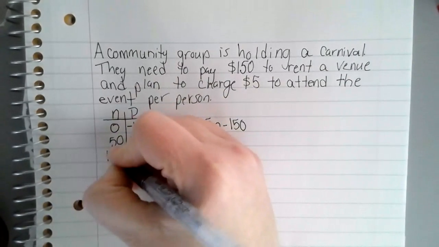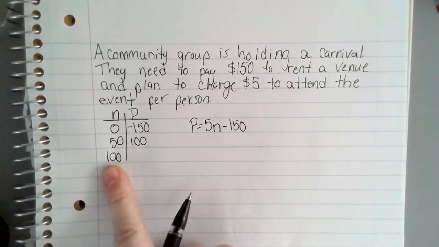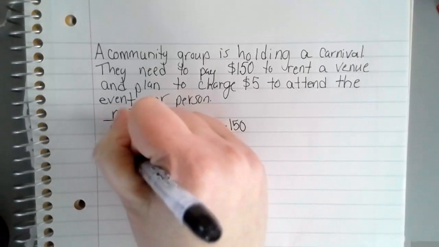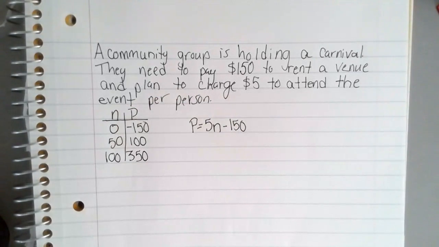Say 100 people attended our event, same thing. 5 times 100, which is 500. Subtracting our cost for the venue, we are left with $350. So these are just a few little pieces of information.